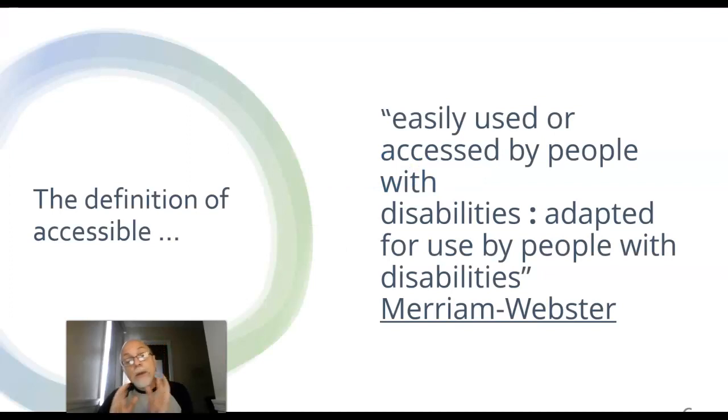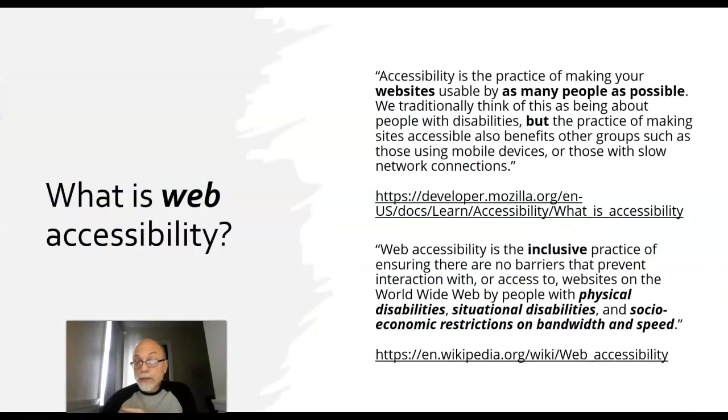All right, let's talk about what it means for something, anything, to be accessible. The definition of accessible is from our good friends who manage a dictionary of the English language, Merriam-Webster. Accessible means that the thing is easily used or accessed by people with disabilities, or it has been adapted for use by people with disabilities. All right, so that's what it means for something to be accessible.